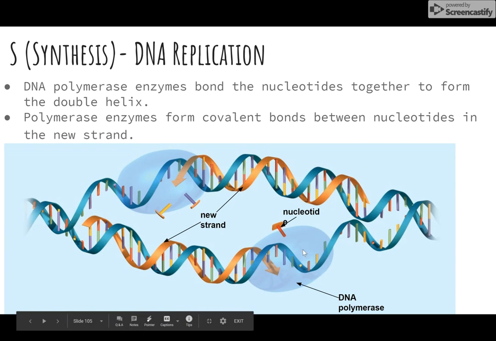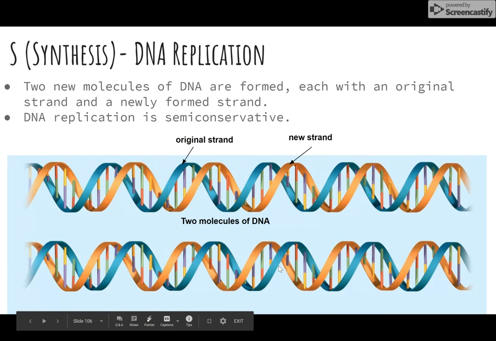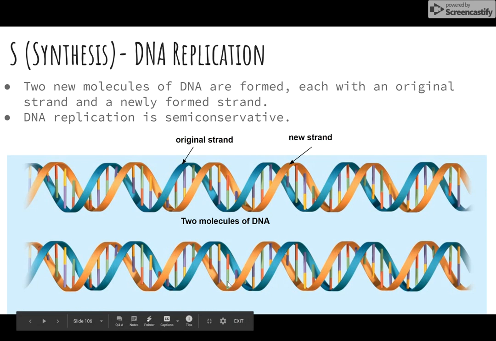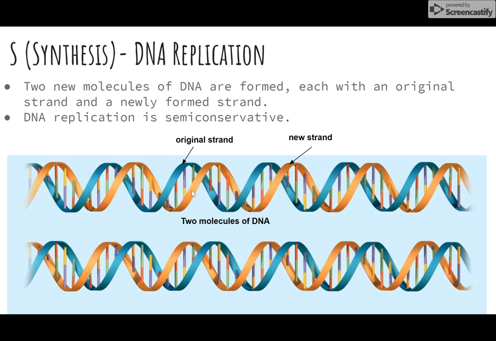And you can see that happening right here. So we have our enzyme and we have our free-floating nucleotides. They come in, they bond, and then the polymerase seals the backbone and makes a solid strand. And here is what our two replicated strands of DNA look like. These are our copies. And you can notice that each one has an original backbone and a new backbone.